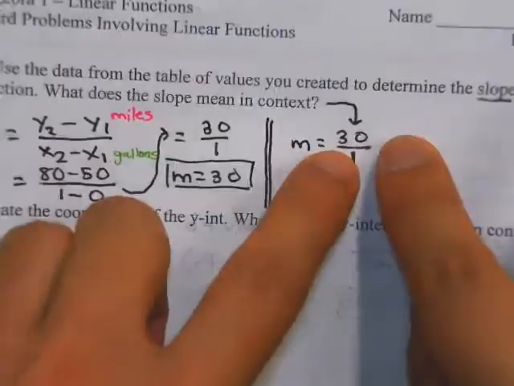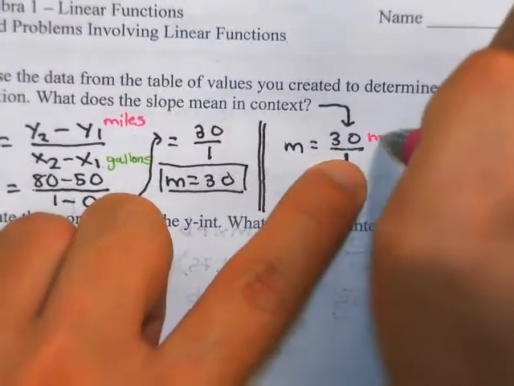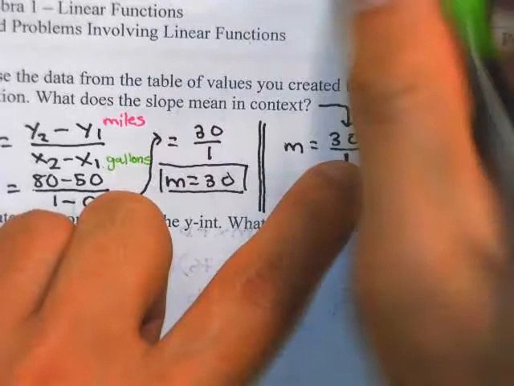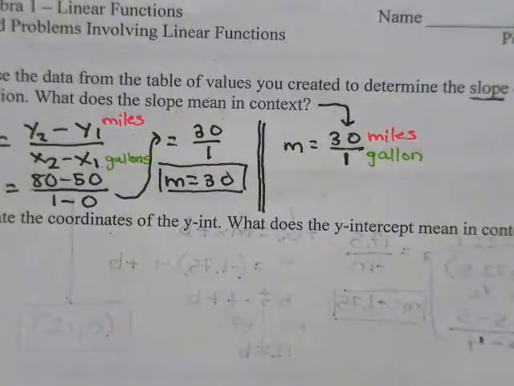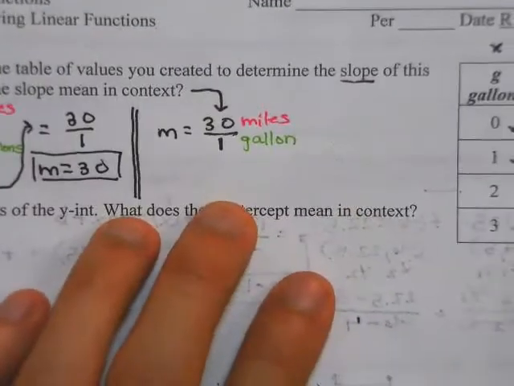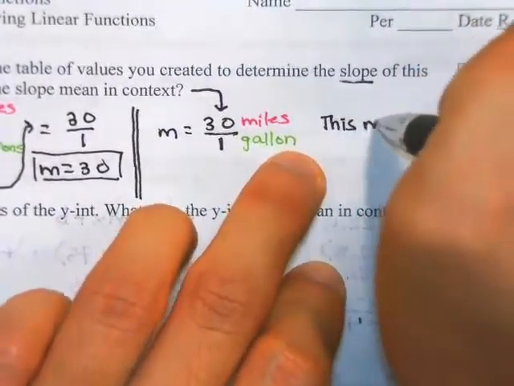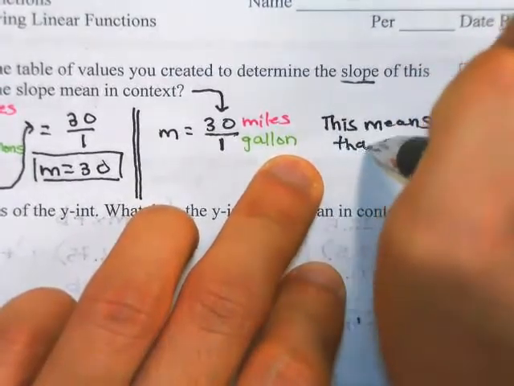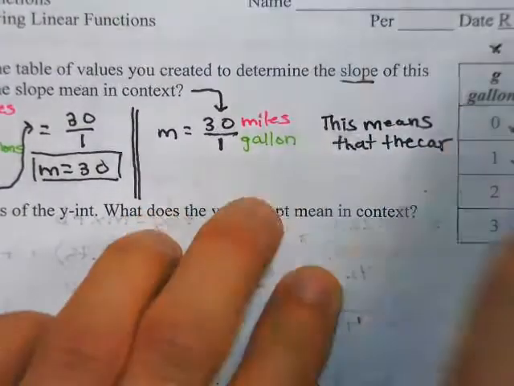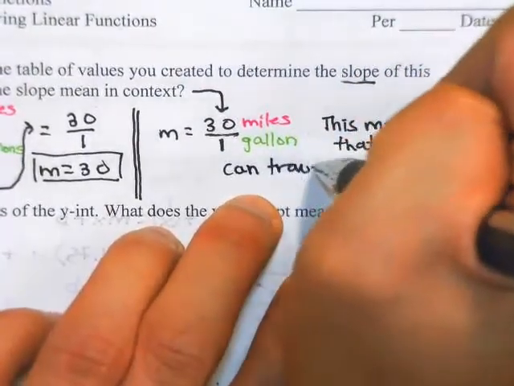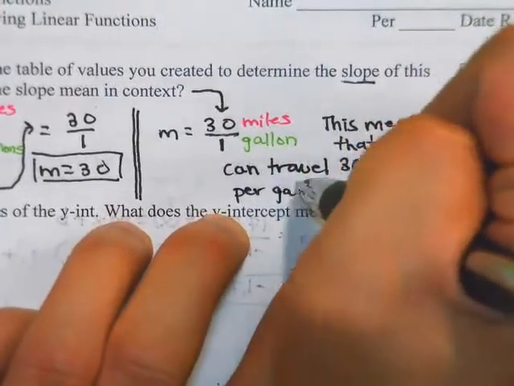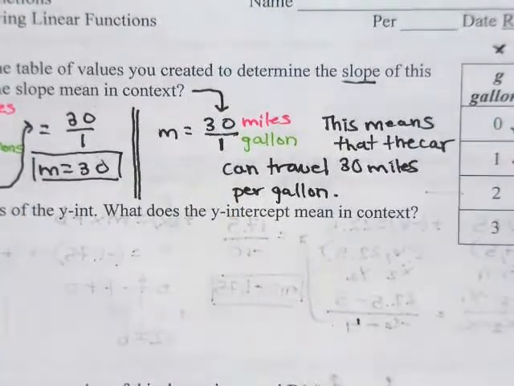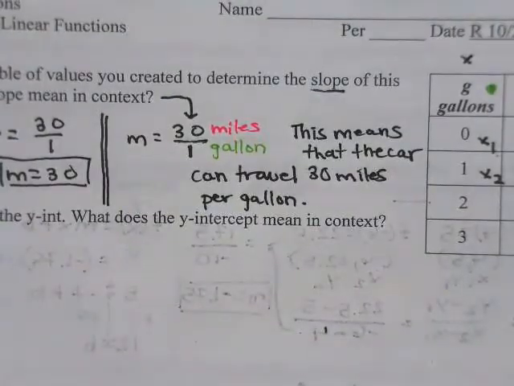That means that this is not 30 gallons per mile. This is 30 miles for every 1 gallon. Miles, gallon. I only need one sentence from you. This means that the car can travel 30 miles per gallon. One sentence only. Please do not give me an intro, body, and conclusion. One sentence.